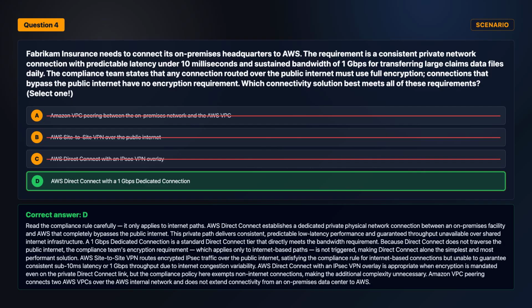AWS Direct Connect with an IPsec VPN overlay is appropriate when encryption is mandated even on the private Direct Connect link, but the compliance policy here exempts non-internet connections, making the additional complexity unnecessary. Amazon VPC peering connects two AWS VPCs over the AWS internal network and does not extend connectivity from an on-premises data center to AWS.